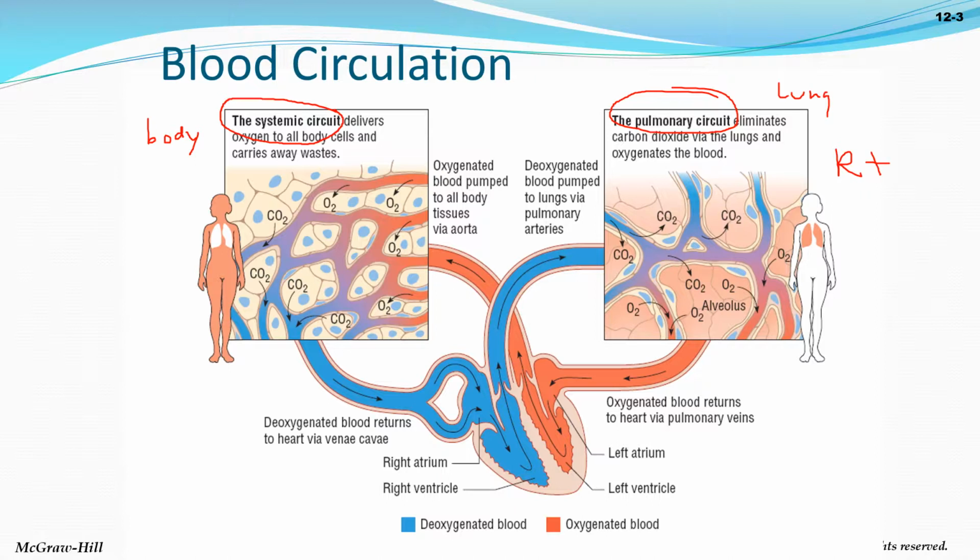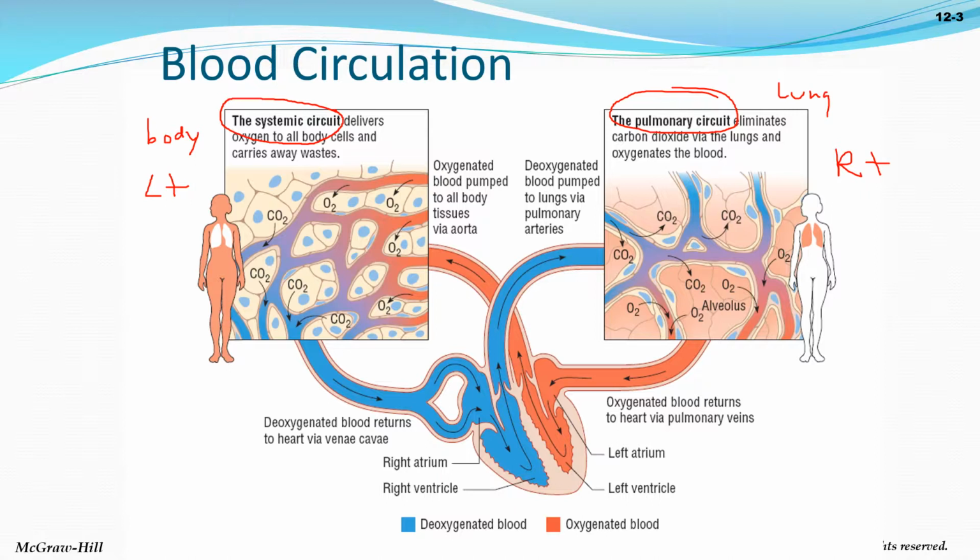So this is your systemic circulation. So the left ventricle pumps to the body. The right ventricle just pumps to the lungs. So that should make sense. Smaller, just pumping next door.